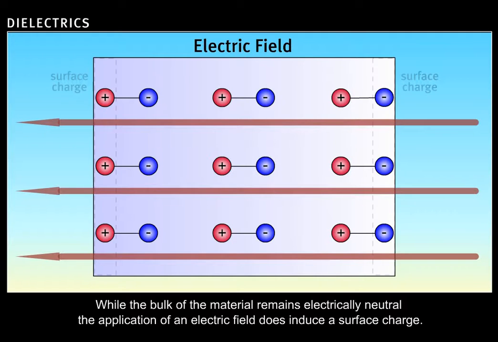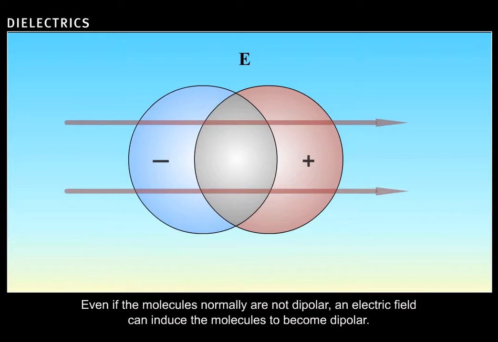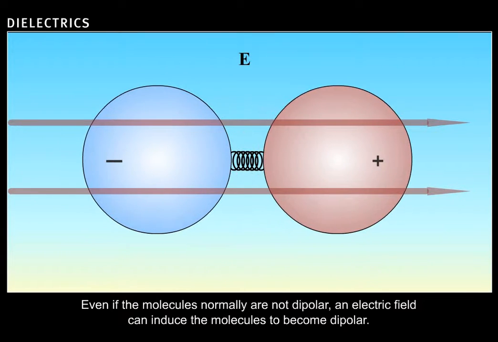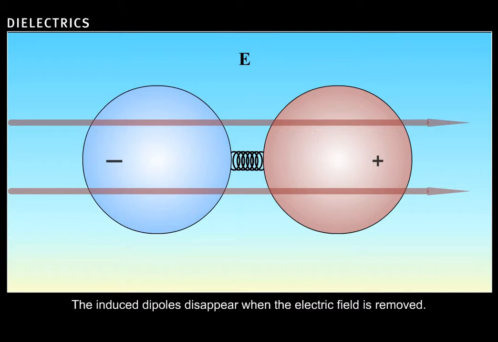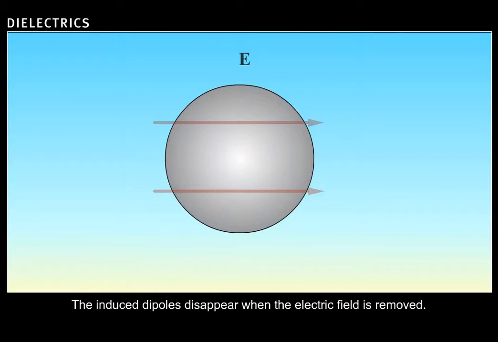While the bulk of the material remains electrically neutral, the application of an electric field does induce a surface charge. Even if the molecules normally are not dipolar, an electric field can induce the molecules to become dipolar. The induced dipoles disappear when the electric field is removed.